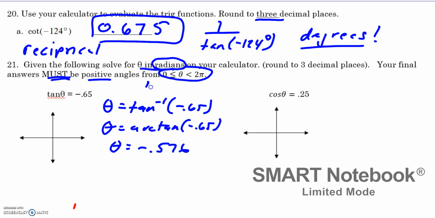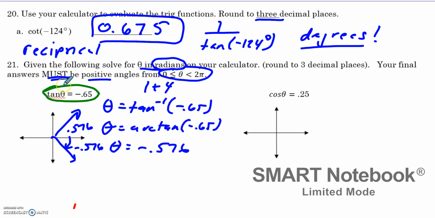Because arctangent is restricted to quadrants 1 and 4, and the original ratio is negative, I know that my angle must start in the 4th quadrant, but that means that the reference angle is a positive 0.576. And that's helpful because the reference angle helps me work my way all the way around. If I look at the original problem, we're asking where is tangent negative, and tangent is negative in quadrants 2 and 4 when I take y divided by x. So my final answers are going to be here and in the 4th quadrant.